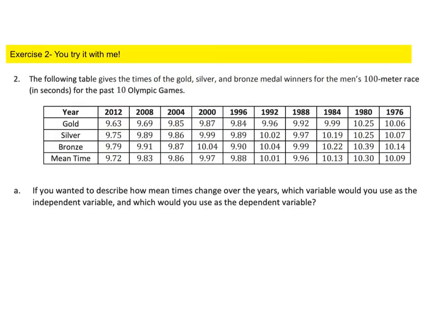All right, so we're now going to do this one together. Number 2, it says the following table gives the times of the gold, silver, and bronze medal winners for the men's 100-meter race in seconds for the past 10 Olympic Games. So the two things that they're comparing here are the times and the years.